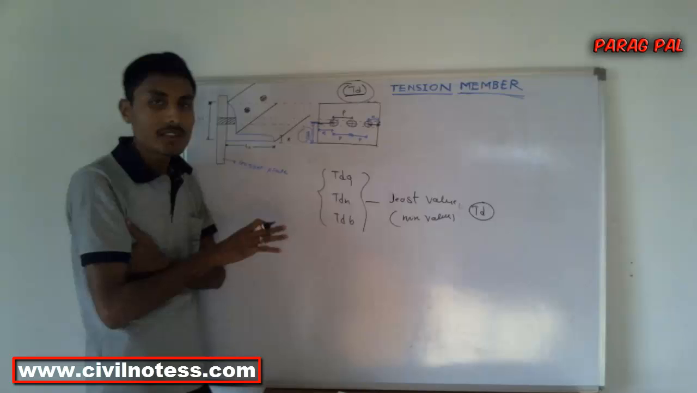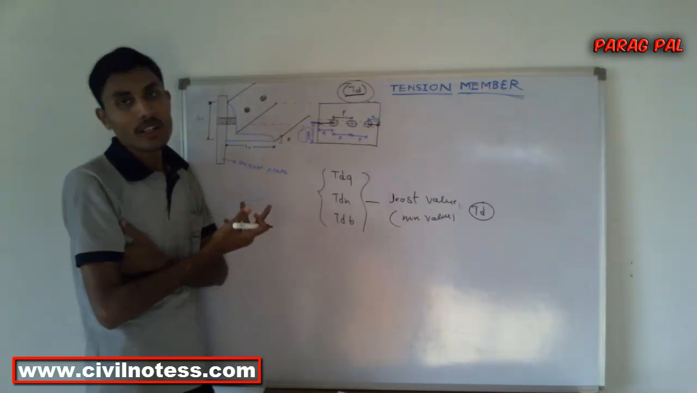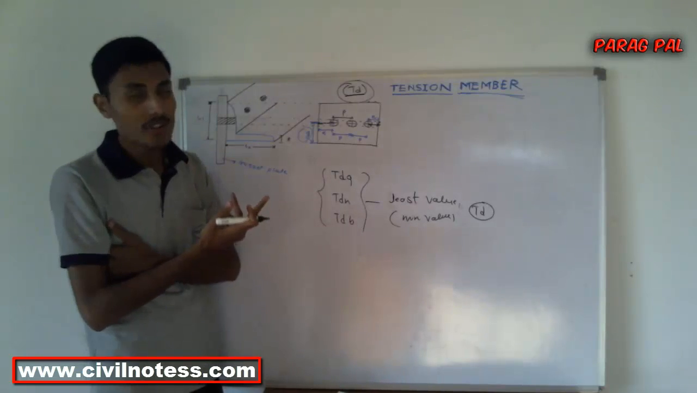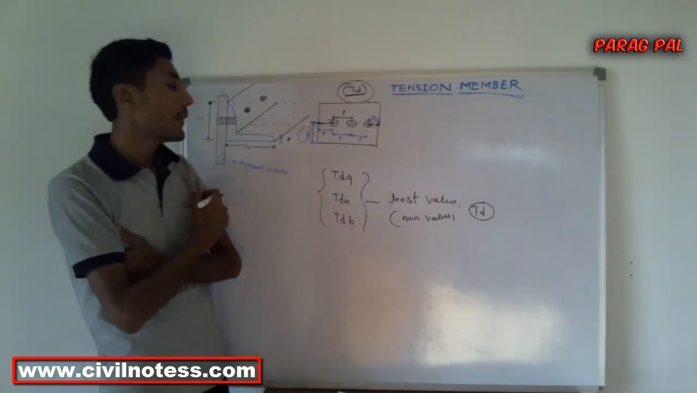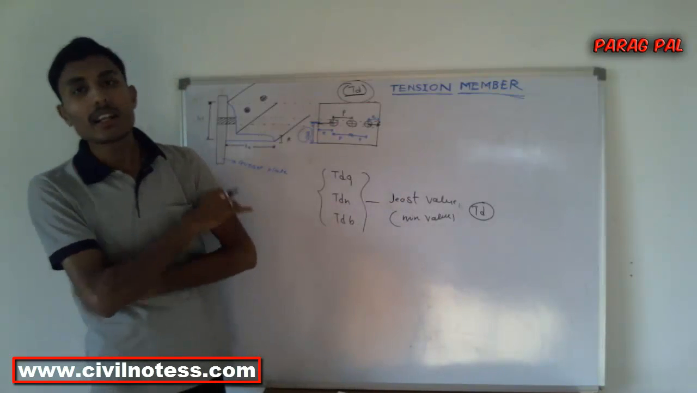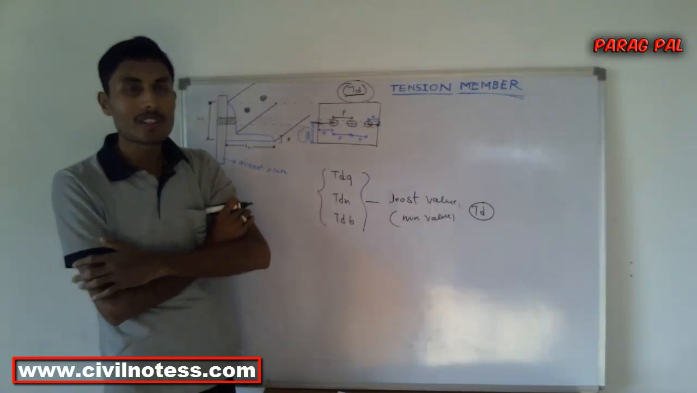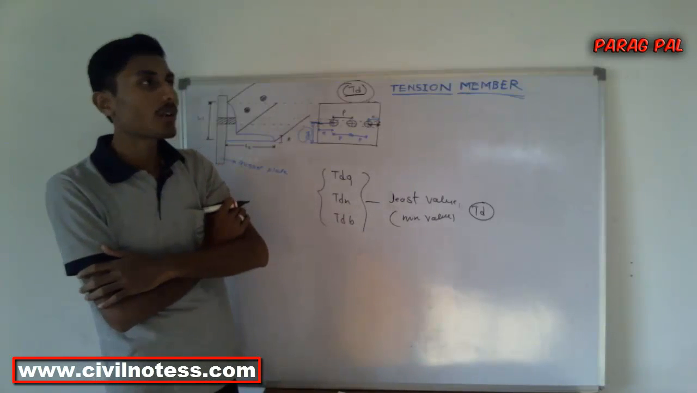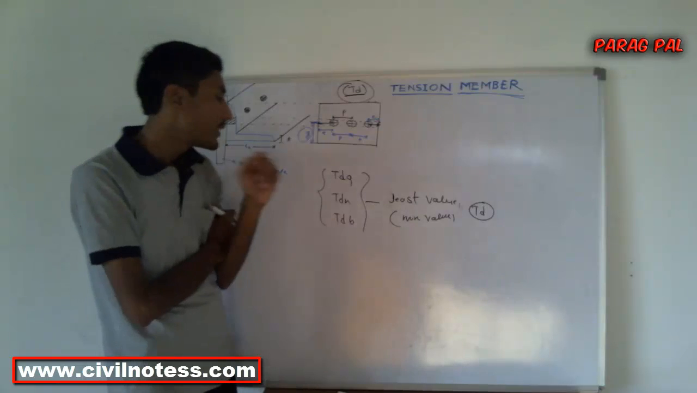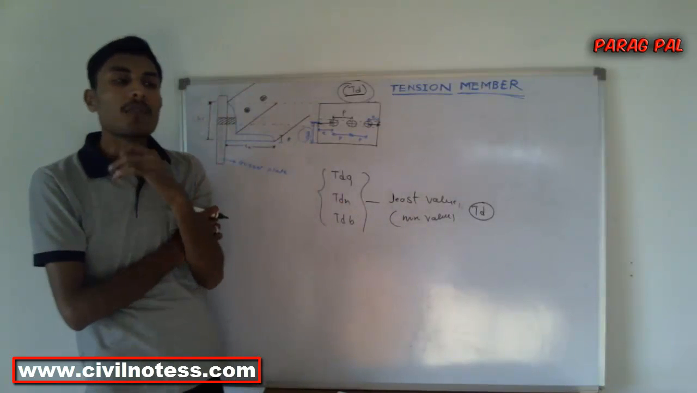Okay, all these things are given to you. Two things are given in your IS code. You have to just determine the gross area. Then TDN. In TDN there are two formulas. You can simply find them in clause number 6.3, if I'm not wrong. Yes, 6.3.